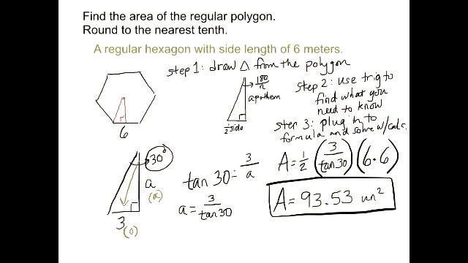When you use your calculator, you should get 93.53. If you did not get 93.53, check first of all to make sure you're plugging it in correctly, and then also make sure that your calculator is set to using degrees and not radians or gradients, because that sometimes will mess you up as well. Okay? So that's how to use the formula to find the area of a polygon.